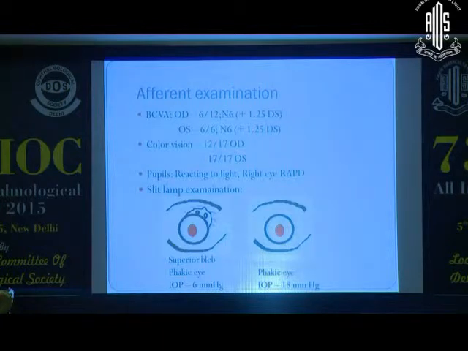For this patient, the best corrected visual acuity in the right eye was 6/12, left eye 6/6, color vision 12 by 17 in the right eye, and the left eye was normal. Pupils were reacting to light with a right eye RAPD. The slit lamp examination revealed a superior bleb, so that surgery most probably was a filtering glaucoma surgery, and the IOP was 6 and 18.